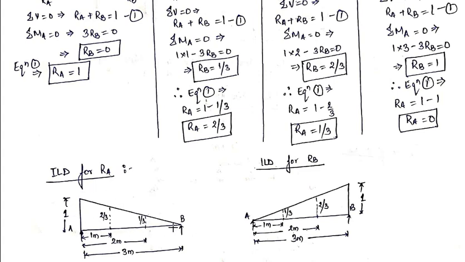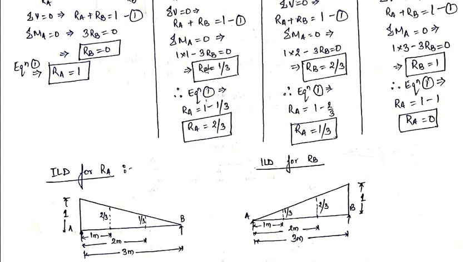So this is your beam AB having total span 3 meters. And when the load was at A, let us consider this first case, that when the rolling load was at A support, the value of Ra came out to be 1. So plot this ordinate as 1.